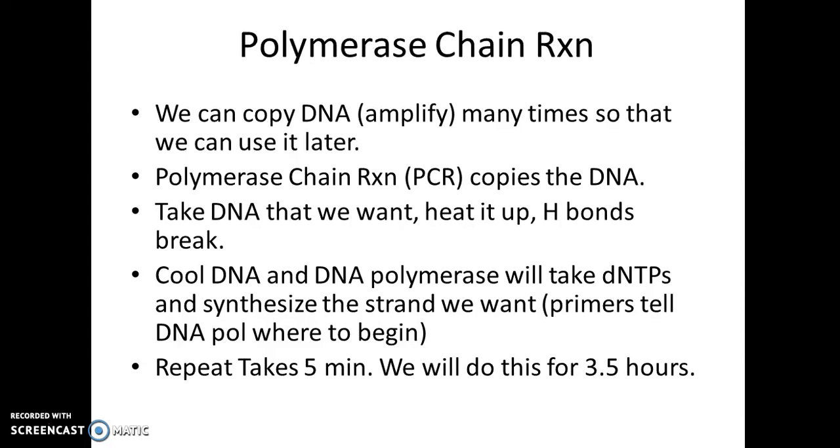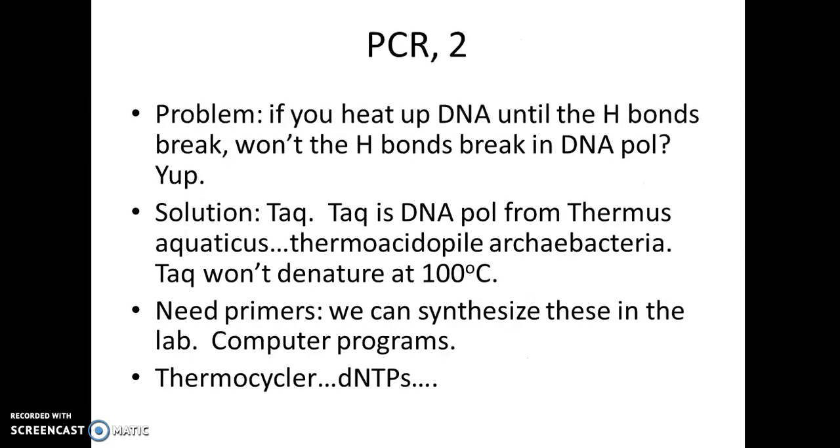We repeat this, and every time we do this, it takes 5 minutes. And we repeat this over and over again for 3.5 hours in a special machine known as a thermocycler. The problem is if you heat up DNA until the hydrogen bonds break in the DNA, when you do that, the hydrogen bonds in the DNA polymerase will also break and they will change shape. So that's not good. So what's the solution?